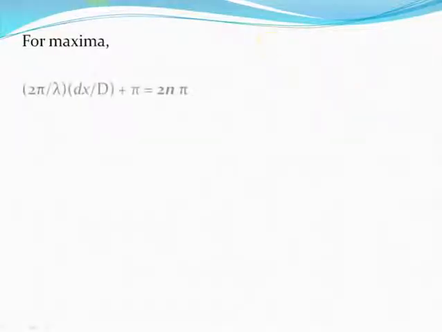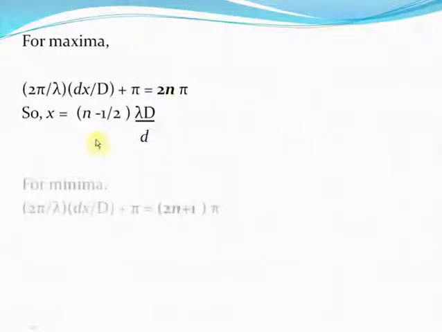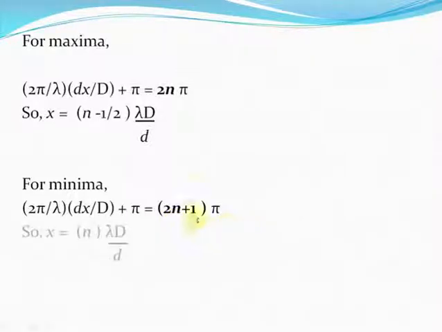So in case of maxima, 2 pi by lambda into xd by D plus pi will be equal to 2n pi. That gives us the value of x as (n minus half) into lambda D by d. So all the points which have x as (n minus half) into lambda D by d will be maxima. Similarly, when we equate this phase difference expression to (2n plus 1) pi, we get the value of x as n into lambda D by d. So again, all the points which will have their x coordinate of the form n into lambda D by d will be the minima.